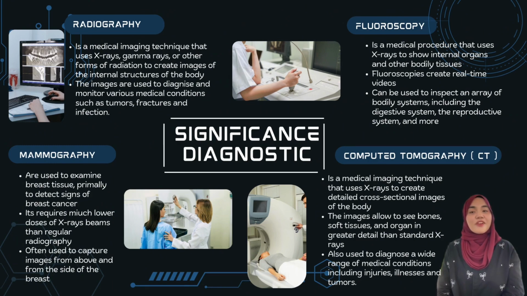And lastly, we have computed tomography, also known as CT. So what is computed tomography? Computed tomography is a medical imaging technique that uses X-ray to create detailed cross-sectional images of the body. The images allow us to see bones, soft tissue, and organs in greater detail than the standard X-ray. So, tomography is also used to diagnose a wide range of medical conditions, including injuries, illness, and tumors.